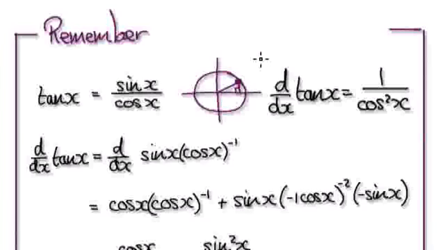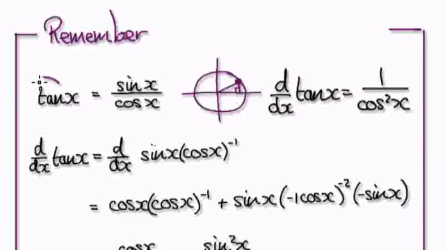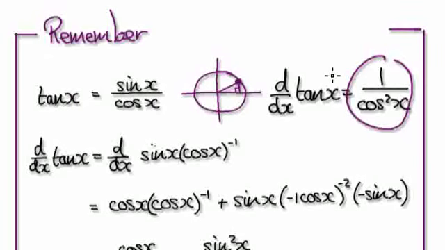Okay, let's give you guys some more practice. But before we do, remember that the derivative of tan of x is given by this. Remember that tan of x is opposite over adjacent. Well, this is your opposite, this is your adjacent, and then it's blah, blah, blah all the way down here. The derivative of tan of x is given by this.